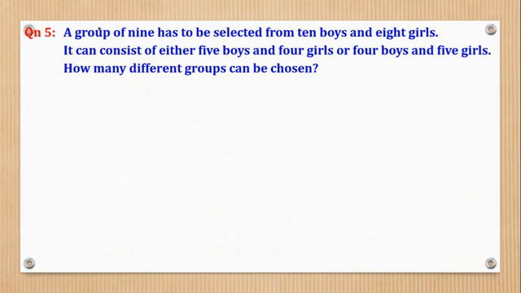Then question 5. A group of 9 has to be selected from 10 boys and 8 girls. It consists of either 5 boys and 4 girls or 4 boys and 5 girls. How many different groups can be chosen?